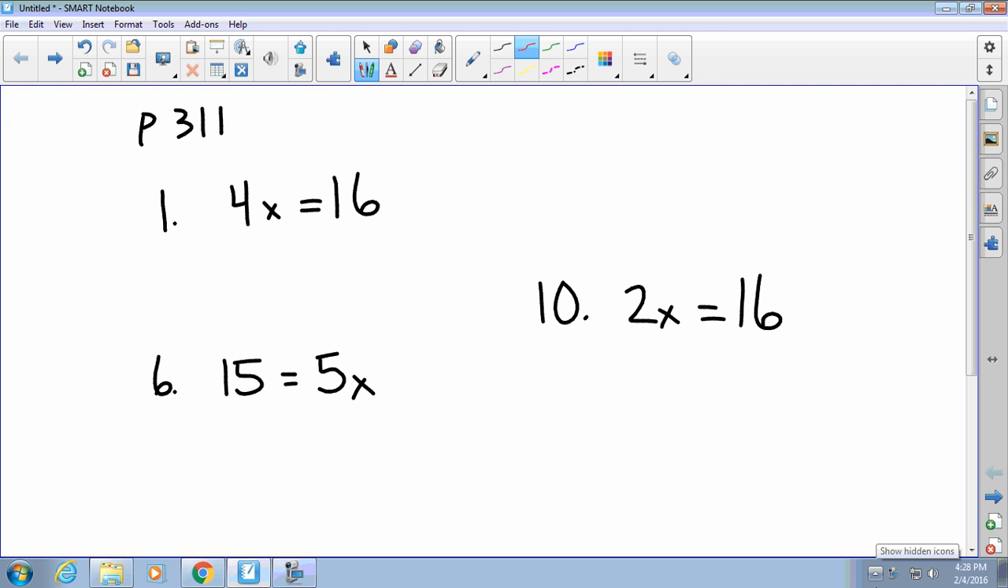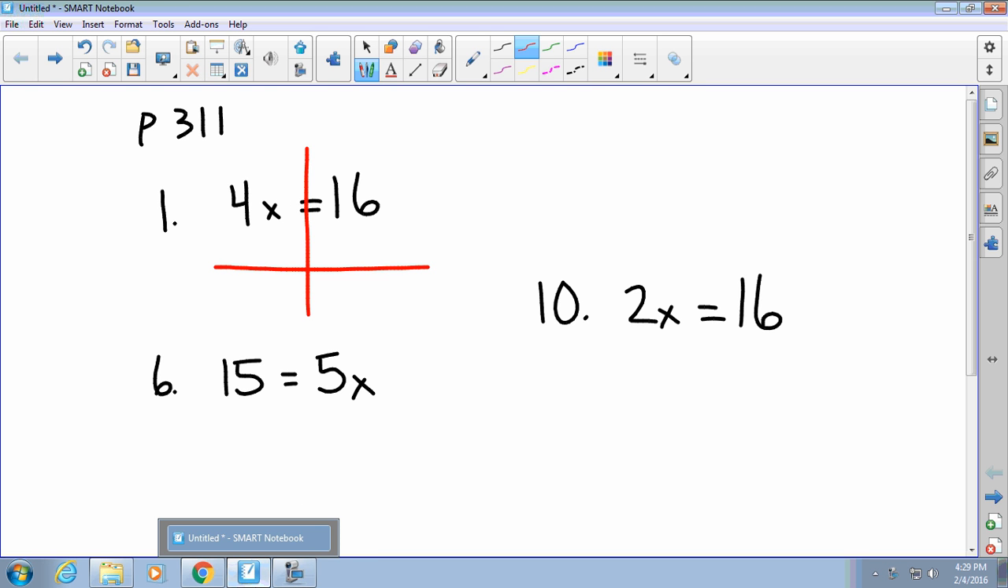Okay, we are on page 311 and we are working on solving algebra equations. Now in the book on page 311 it does say use algebra tiles, but we are going to use that same setup that we have been doing on the previous units. What has to happen on one side has to happen on the other side.